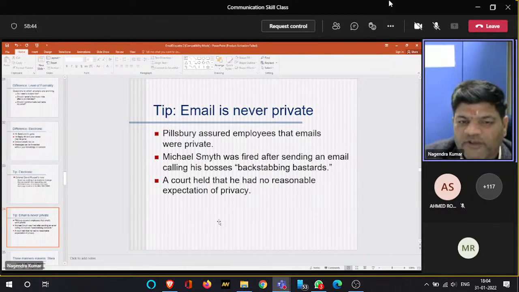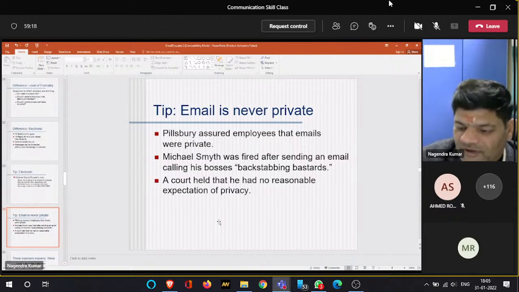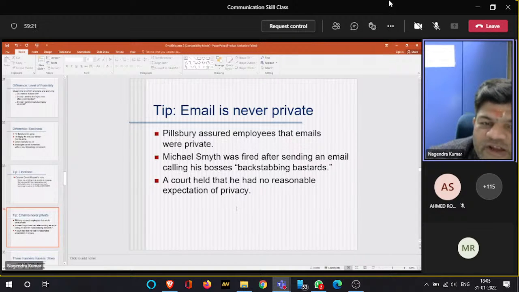Pillsbury assured employees that emails were private. And many a time it happens, organizations say that the emails sent within the organization are private, but then this does not hold. Michael Smith was fired after sending an email calling his bosses backstabbing bastards, believing that his email was private and he would not be caught. A court held that he had no reasonable expectation of privacy, and so he was fired. So emails can be tricky. Don't send emails that have any kind of wrong message.